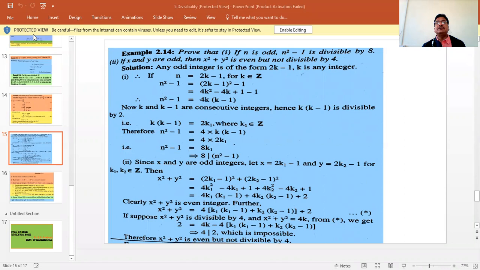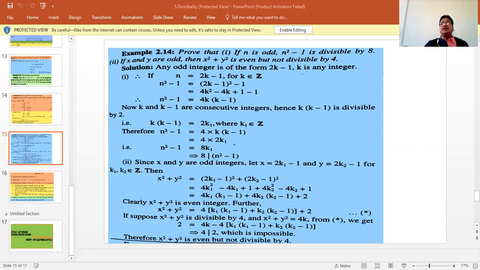So the proof of the first example, that if n is odd, then n square minus 1 is divisible by 8. Suppose n is odd, we assume that n is odd, and we know that any odd integer is expressed in the form 2k minus 1 or 2k plus 1, where k is any integer. For example, 3 is odd. So how we can write 3 as 2 into 1 plus 1, or 2 into 2 minus 1. That is odd integer 3 expressed in this form, 2k minus 1 or 2k plus 1.